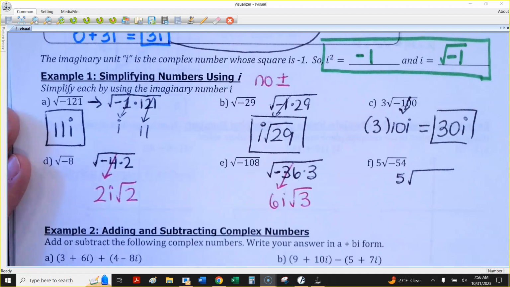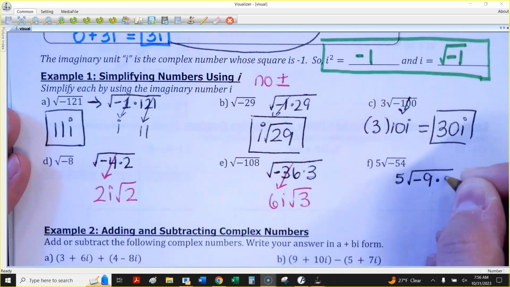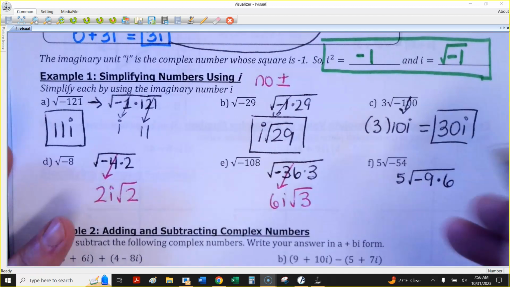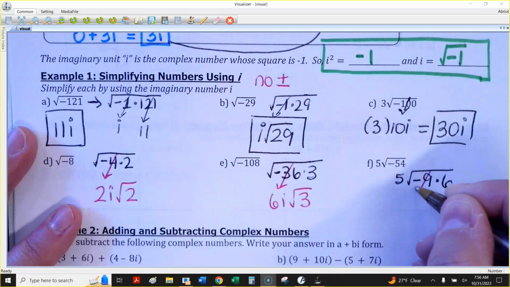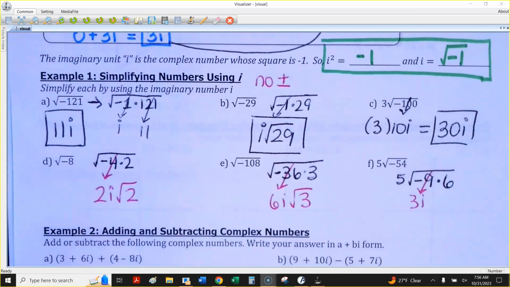What do you think? 9, yeah. I know, it seems like it should be a bigger number, but it's not. So 9 times 6 is 54, so I'm just going to rewrite that negative 54 as negative 9 times 6. Now, what am I going to pull out of this radical from the negative 9? 3i. And again, it doesn't matter if 5 is a real number, 3i is an imaginary number. You can multiply them together completely fine.